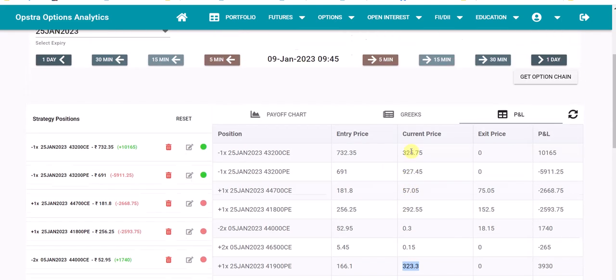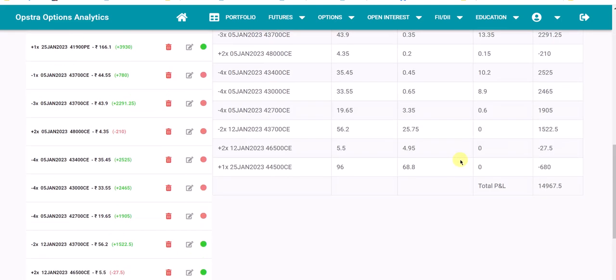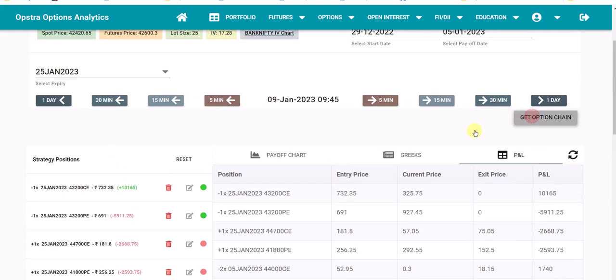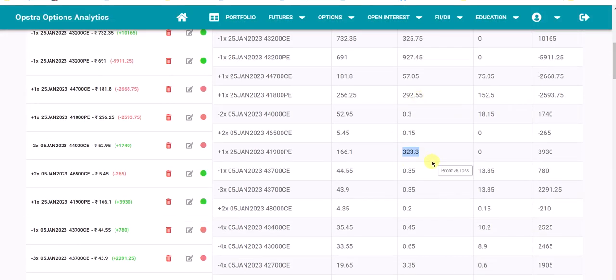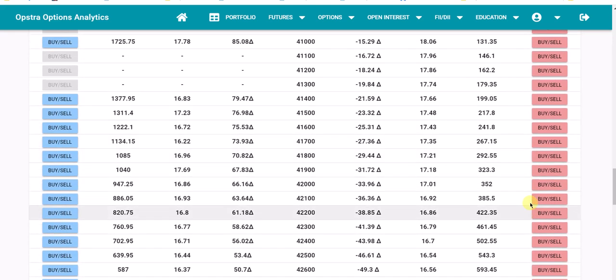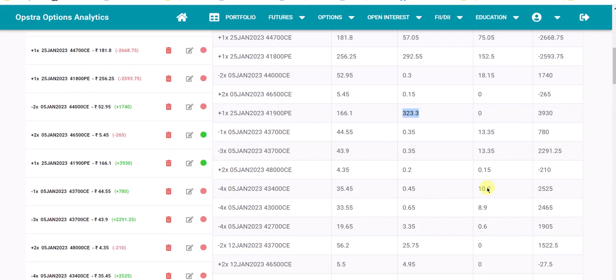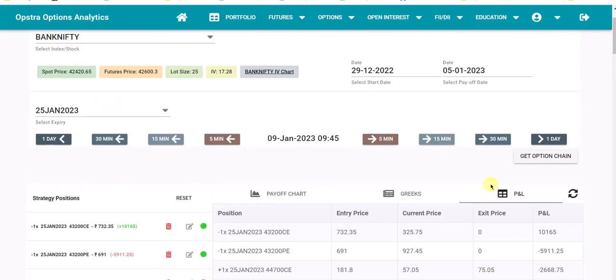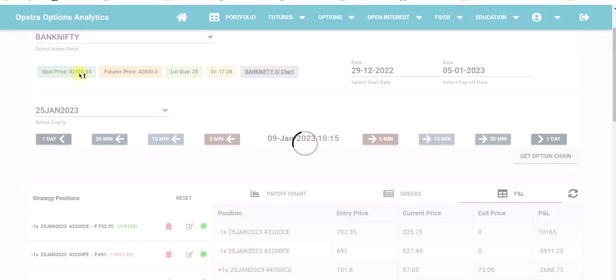It is here. We can also look for the intrinsic now, if there is any intrinsic. 323. I mean, there is intrinsic, but if you see the difference, very less. There is no point in booking. Let's move and see.